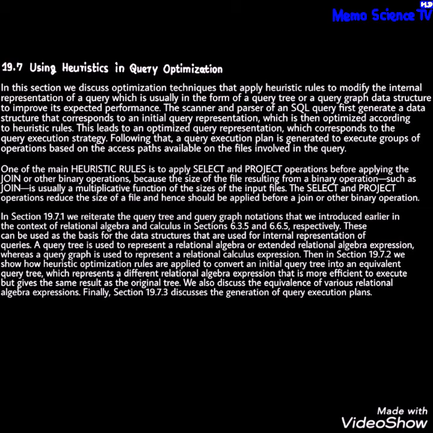19.7 Using heuristics in query optimization. In this section, we discuss optimization techniques that apply heuristic rules to modify the internal representation of a query, which is usually in the form of a query tree or a query graph data structure.